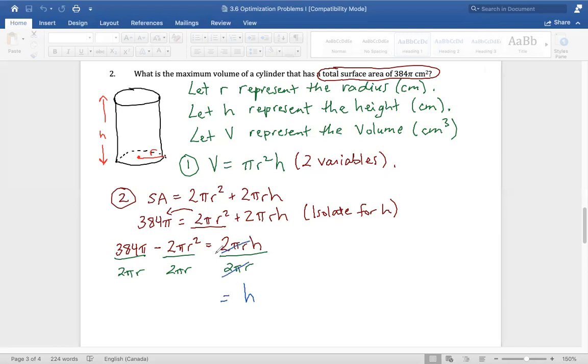This is gone. We've got r squared divided by r, so I'd be left with an r on top. My pi's are gone and my 2's are gone. So I'd just be left with negative r. If you see that, the denominator is gone.